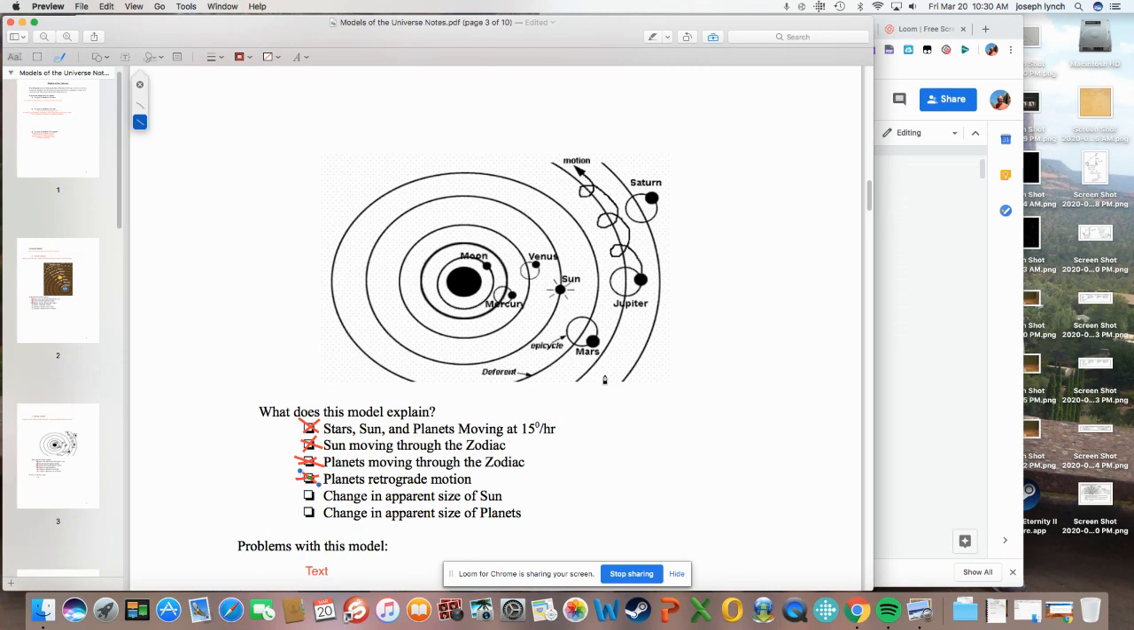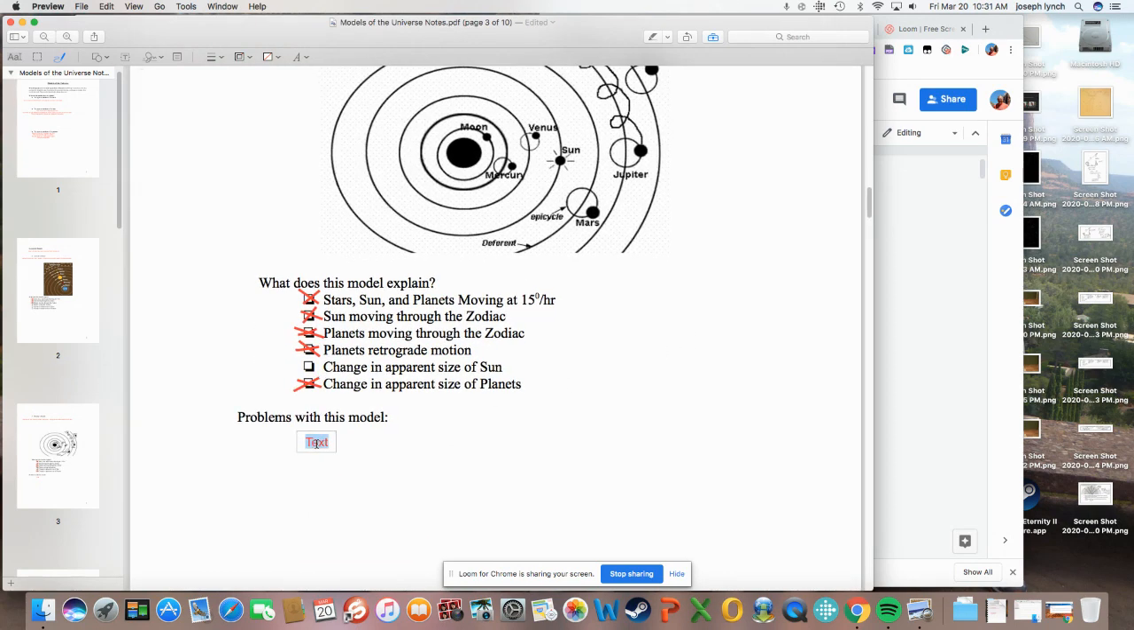The change in the apparent size of the sun, it doesn't. Here the sun is just going around. It's always the same distance away, so it wouldn't really explain that. But it does explain the change in size of the planets because sometimes Jupiter's closer, sometimes it's farther away. That would make it look like it was getting bigger when it's closer and smaller when it's farther away.